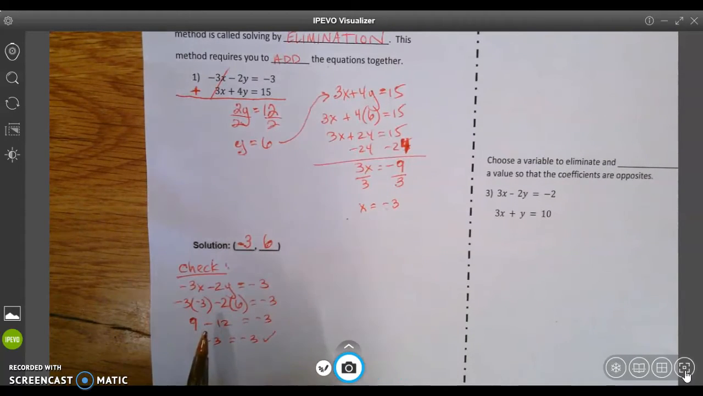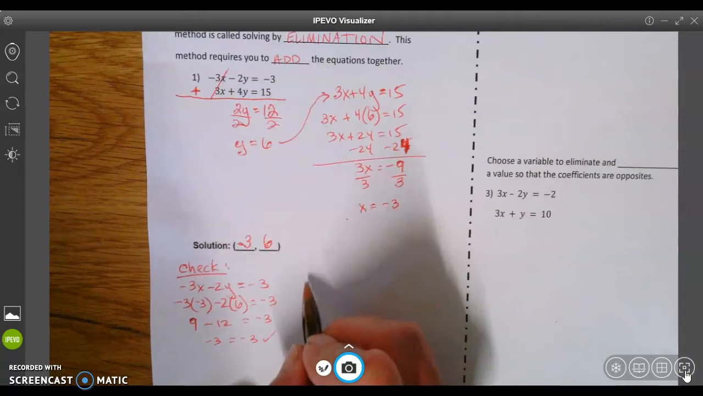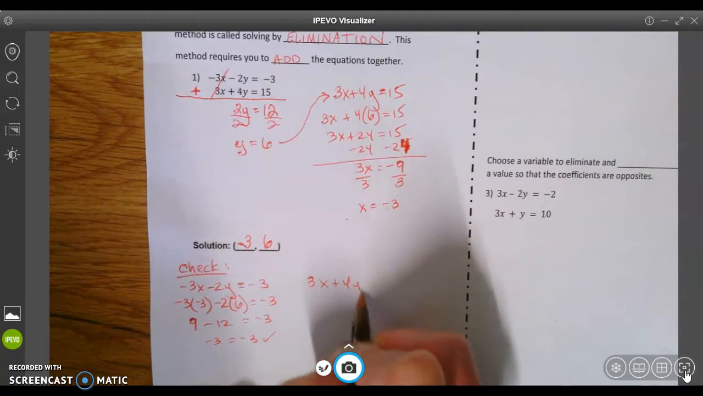Now this is only half of a check. The other part of the check is the other equation. We need to make sure that this one also works.